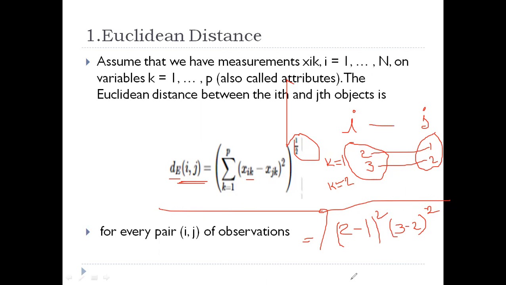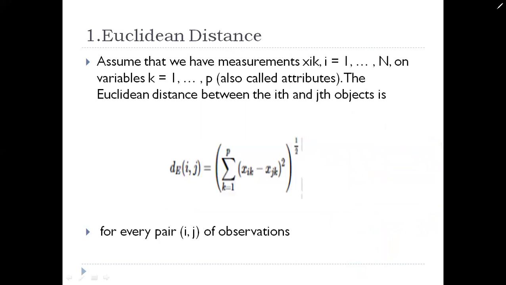By knowing this result we can say whether these two are similar or not. For every pair we can take some observations. 2 minus 1 whole square means 1 whole square, so 1 into 1 means 1. Overall, root of 1 whole square. Root of 1 may be 1, or you can represent it using 0.5. Like this we can measure the Euclidean distance between i comma j.